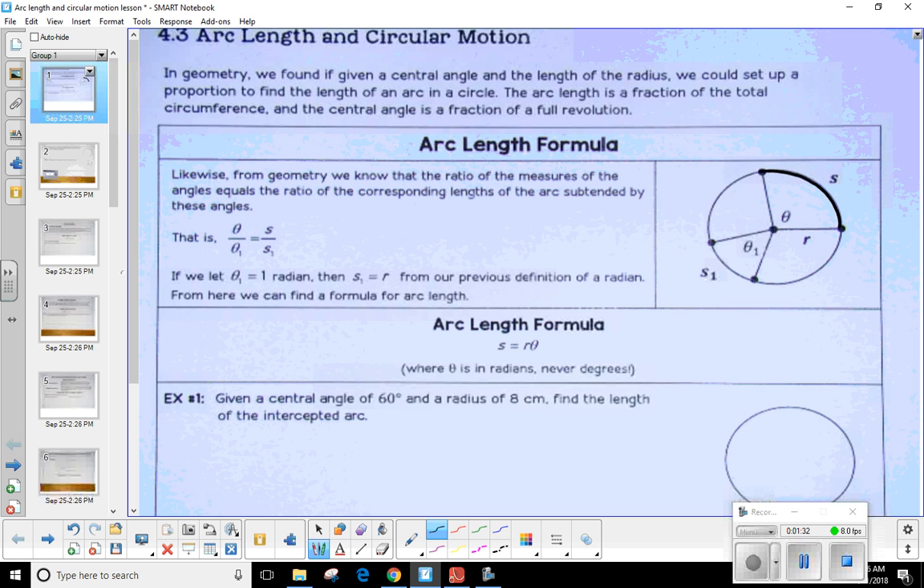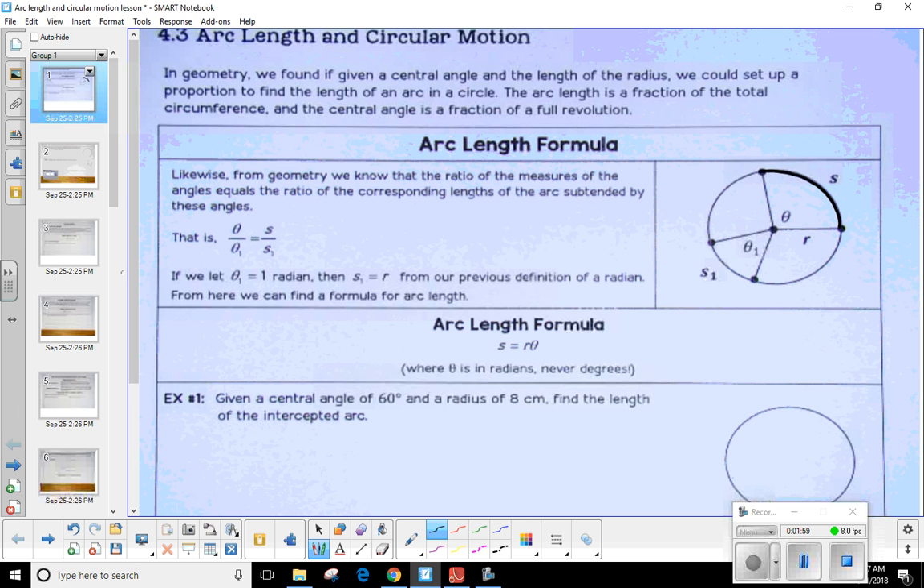So likewise, from geometry, we know that the ratio of the measures of the angles equals the ratio of the corresponding lengths of the arc subtended by these angles. So again, another mathematical definition that's not straight away very clear, but let's look at it this way. We were talking up here about taking the ratio of the angles, the revolution, and then the arc lengths and the circumference. So theta divided by theta sub 1 equals S divided by S sub 1.